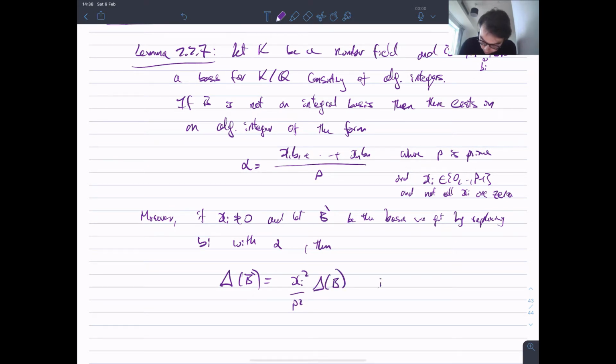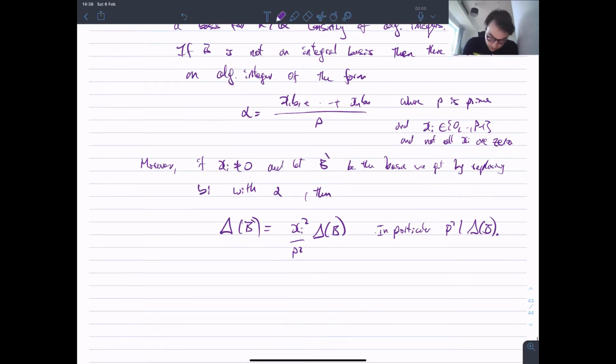In particular, p squared has to divide the discriminant of b. These discriminants, as we saw last time, if I take a basis consisting of algebraic integers, this discriminant is an integer. So these two things are integers, and here I have a p squared, so p squared has to divide this thing.